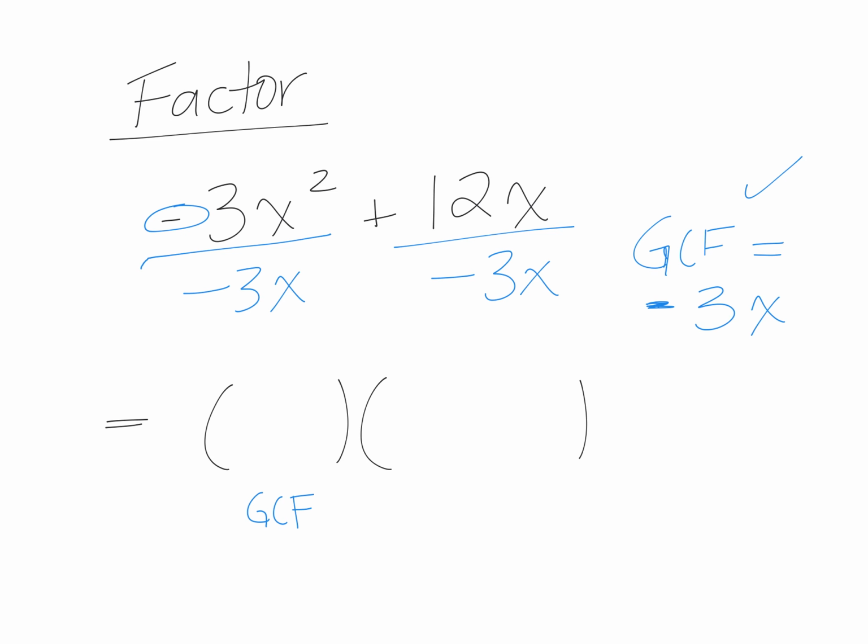So to write it as a product, what do we always put in front? What's the first thing I'm going to put? Negative 3x, because if it can be divided by negative 3x, it means that if we work backwards, it's multiplied by negative 3x, right? Now we have to solve it. What is negative 3x squared divided by negative 3x?